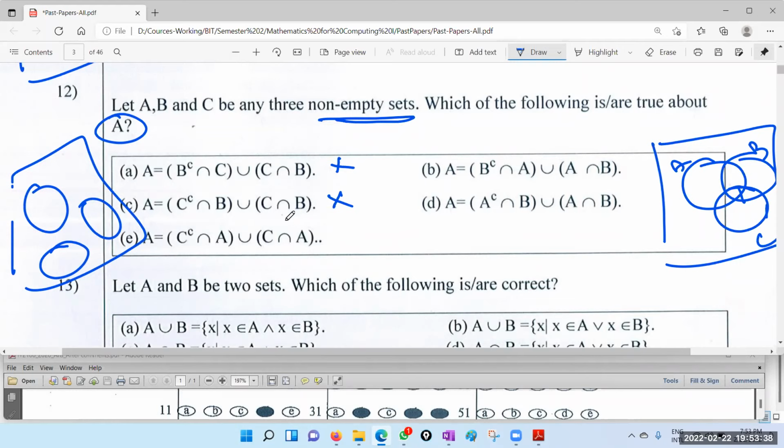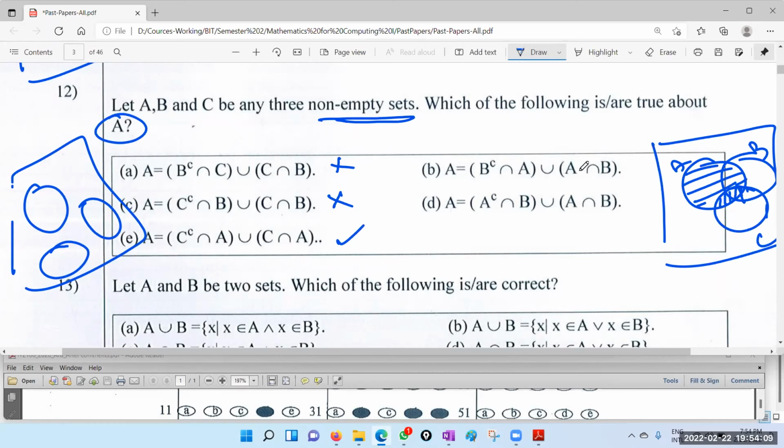Here, C intersection A means belong to C as well as belong to A, so that is this part. Union A intersection C complement: must belong to A but not belong to C. That is this one, that is A. This one union this one is A. This is correct.